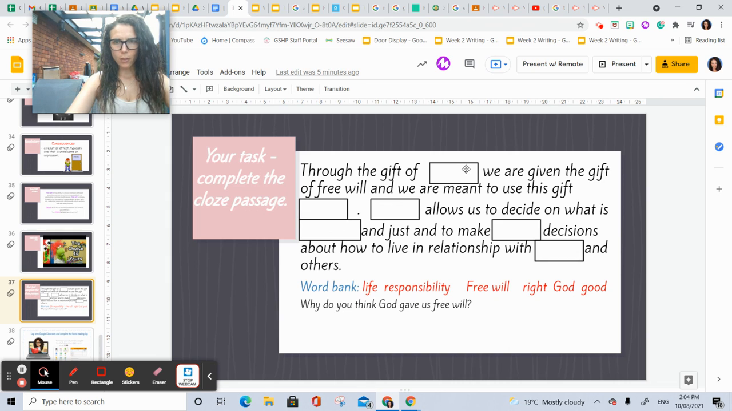Through the gift of something, we are given the gift of free will, and we are meant to use this gift something. Something allows us to decide what is something and just, and to make something decisions about how to live in relationship with someone and others. Once you've done that, I would like you to write why you think God has given us free will.